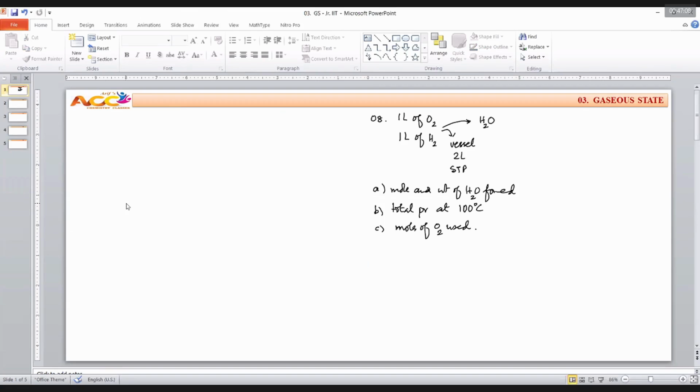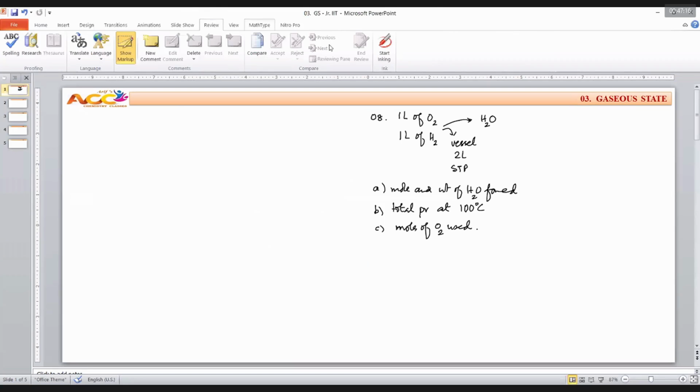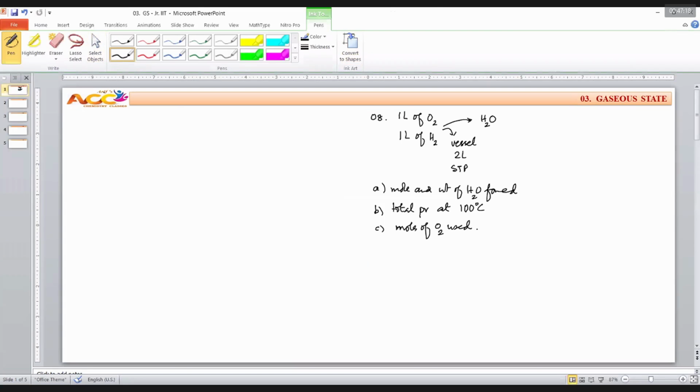Very simple, sir. In this question, we are talking about two gases. We are having hydrogen and oxygen so as to give you water. If we balance it, it will look like this. Now, volume at time t equal to 0.